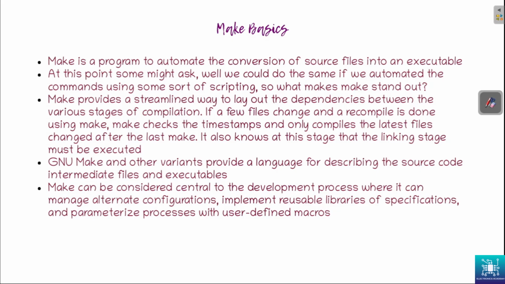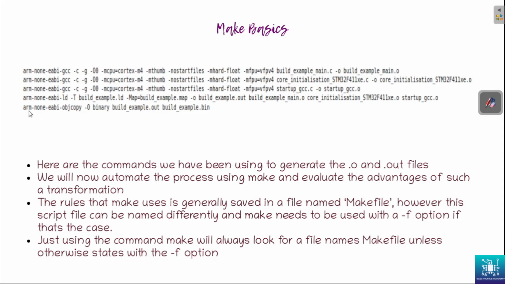GNU Make and other variants provide a language for describing the source code, intermediate files, and executables. Make can be considered central to the development process, where it can manage alternate configurations, implement reusable libraries for specifications, and parameterize processes with user-defined macros. So we can attribute a lot of speciality to make, which is required for the build process, which we cannot accomplish just by scripting alone.